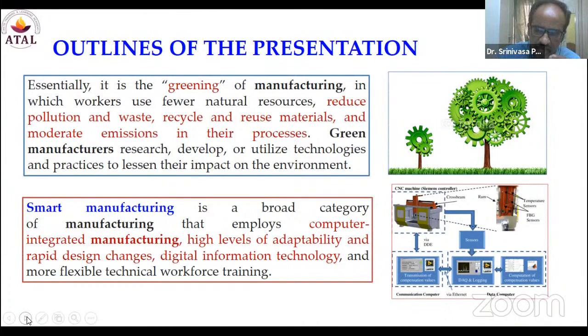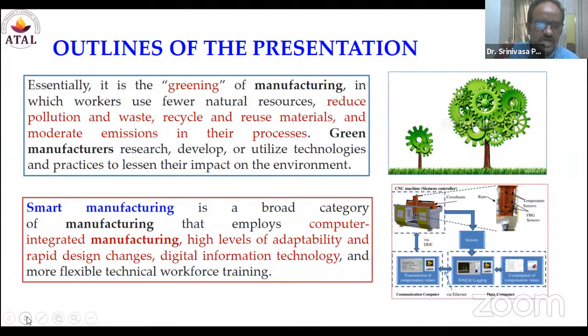The example I am going to present today does not consume coolant. I have not used the coolant. Everything was carried out under a dry machining condition. Actually, that is a limitation of my study.